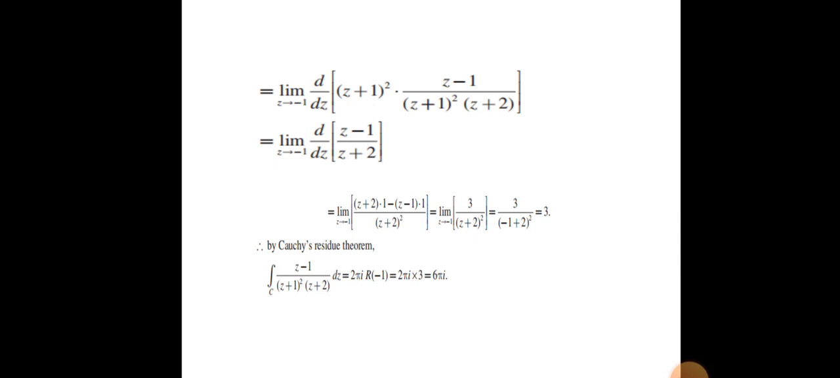Hence by the residue theorem, the integral over C of z minus 1 by z plus 1 the whole square into z plus 2 dz is 2 pi i into the sum of the residues. Here there is only one residue, whose value is 3. So 2 pi i into 3 is 6 pi i. That is the answer for the given integral. So by using Cauchy's residue theorem, we have evaluated the value of the given integral. Thank you.